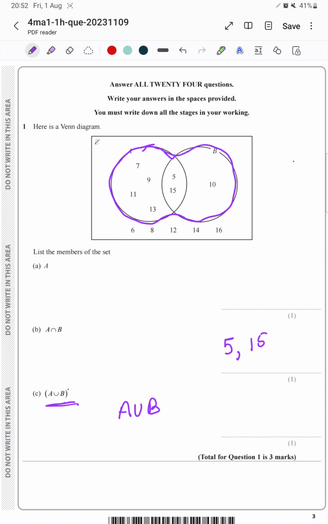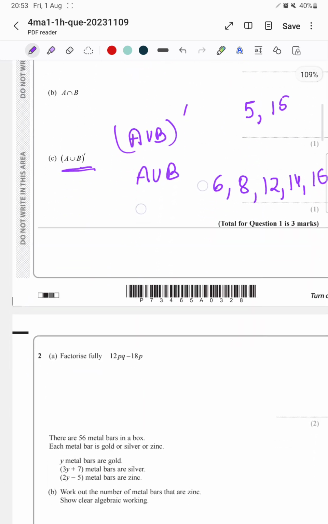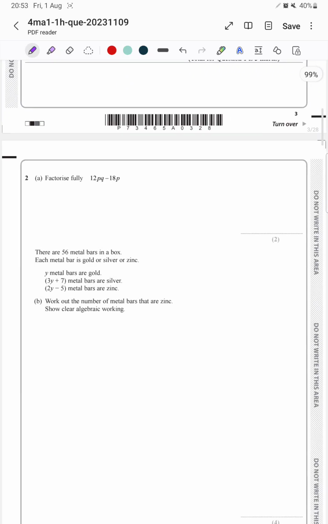Okay, so everything within this outline, that is A union B, and we have to find out A union B complement. So everything other than that. So what are those numbers? 6, 8, 12, 14 and 16. These are those numbers. So this completes our very first question. Let's go to the next question.